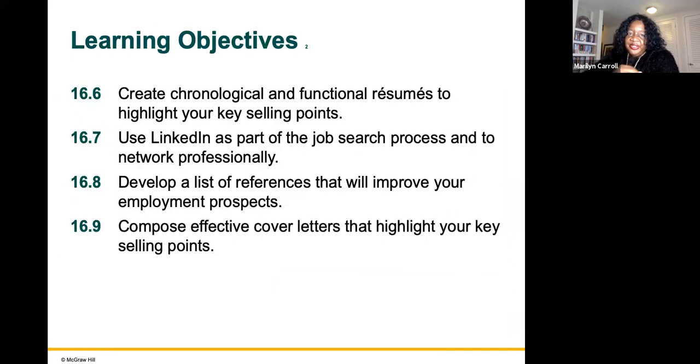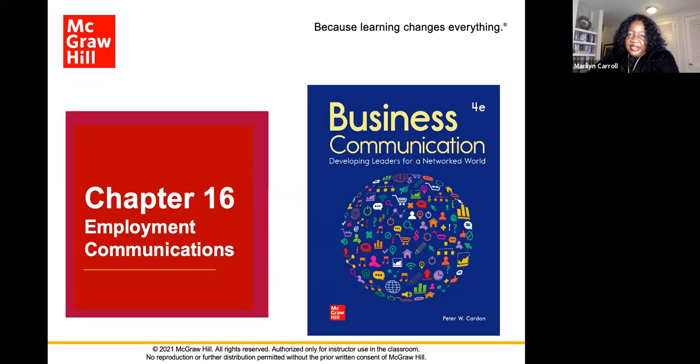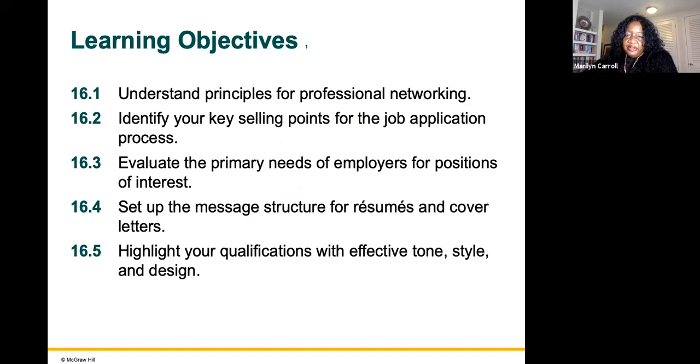Again, what are we doing? I'm going to repeat these because I think they bear repeating. We're going to understand principles of professional networking. We're going to identify our key selling points for the job application process. And we're going to learn how to evaluate the primary needs of employers for positions of interest.